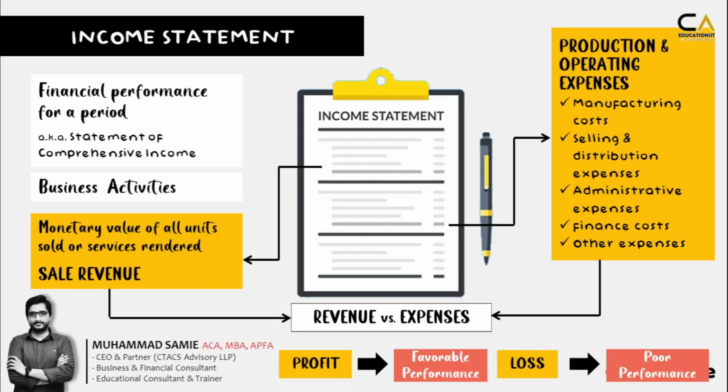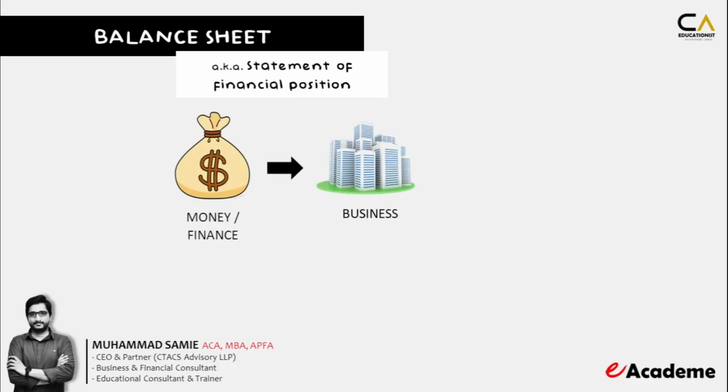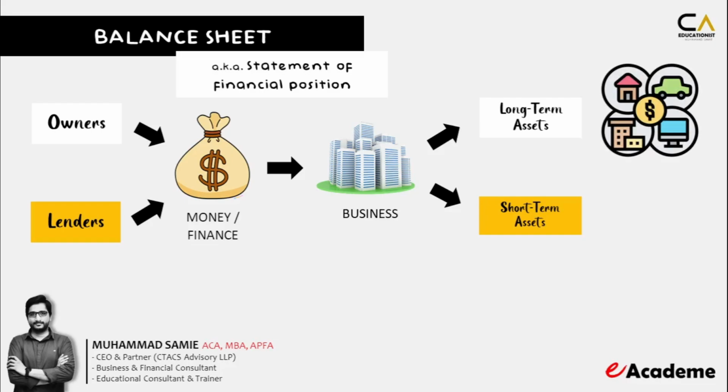Balance sheet. Balance sheet is also known as the statement of financial position. Before explaining this statement, let me mention that the entire amount of money invested in a business, whether obtained from owners or lenders, is used to purchase long-term and short-term assets for the business so that it can operate to achieve its intended objective. For example, the finance may be used to purchase the assets like land, building, machinery, vehicles, computer equipment, etc. to support business operations.